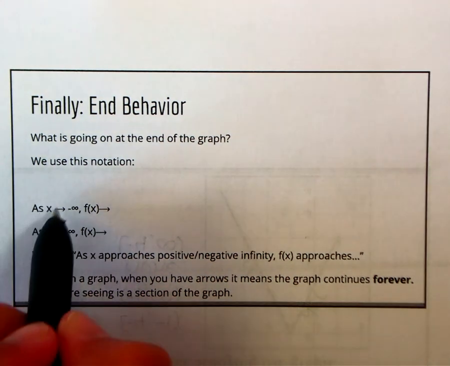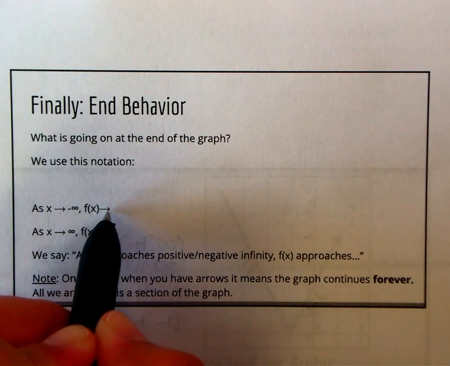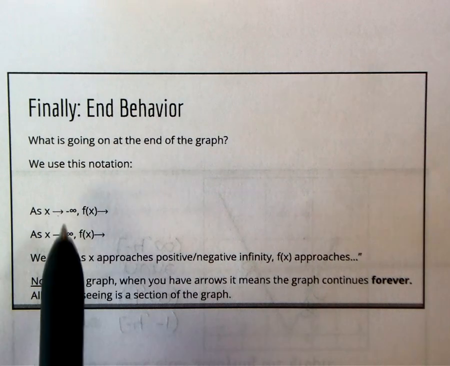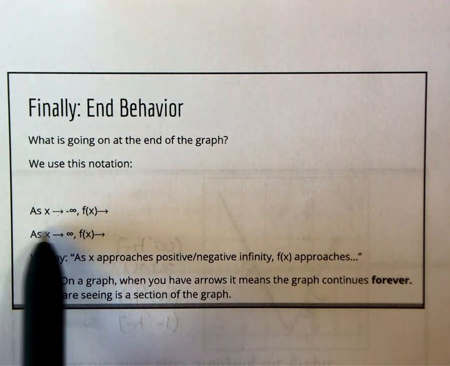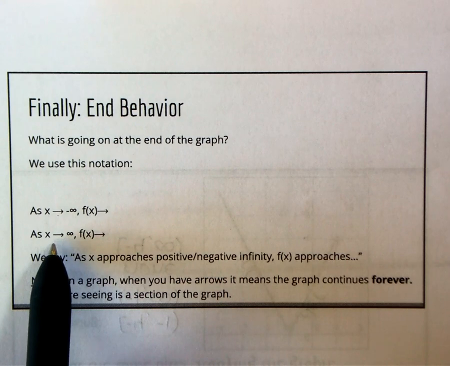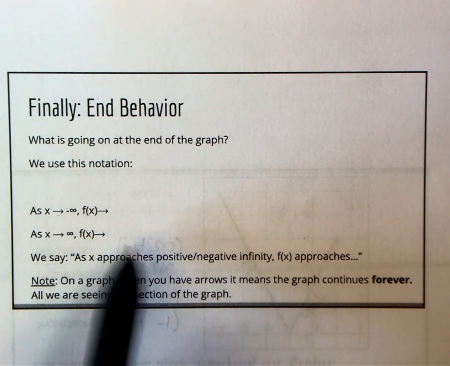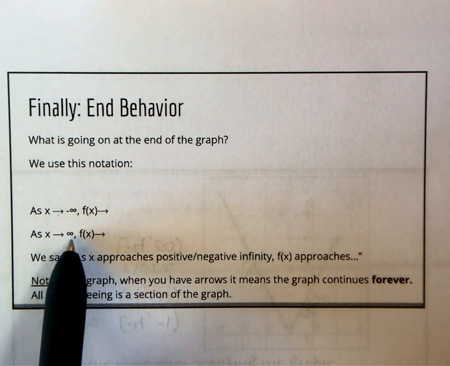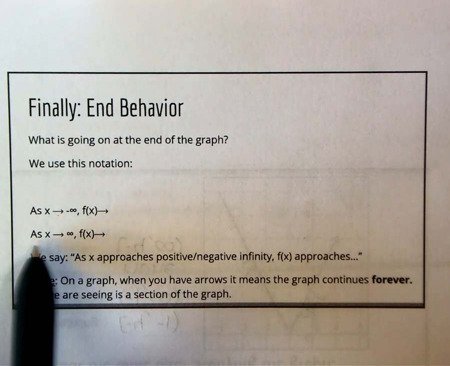And so we say it as x approaches negative infinity, f of x approaches something. So as x approaches negative infinity, if you think about your number line with 0 in the middle, negative infinity is to the left. So this first piece is asking, what is the left side doing? On this side, as x approaches positive infinity, f of x approaches, and then we'll fill in the blank. As x approaches positive infinity, if you think about a number line with 0 in the middle, positive infinity is on the right. So what is the right side doing?